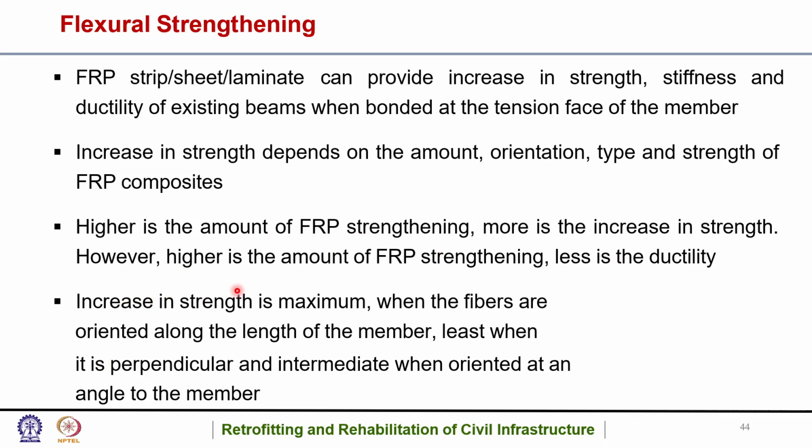Okay, an increase in strength is maximum when the fibers are oriented along the length of the member, least when it is perpendicular, and intermediate when oriented at an angle to the member. Okay, so basically fibers need to be oriented along the length of the member for maximum strength, and least it will be when it is perpendicular, and intermediate when it is at an angle.